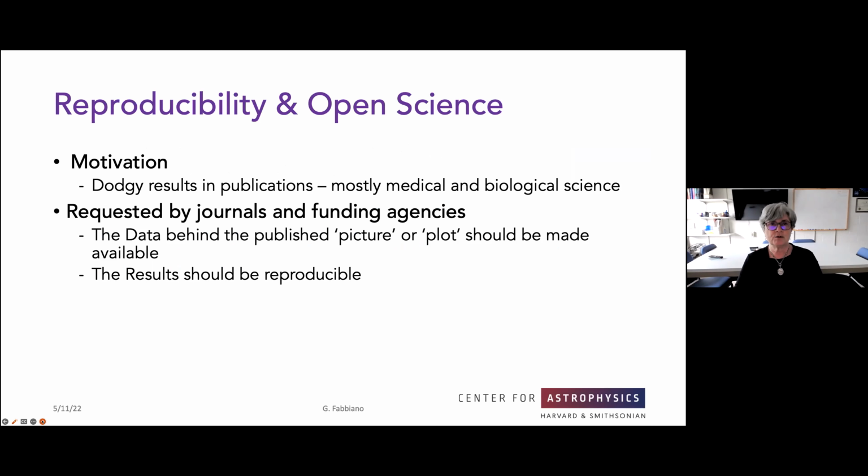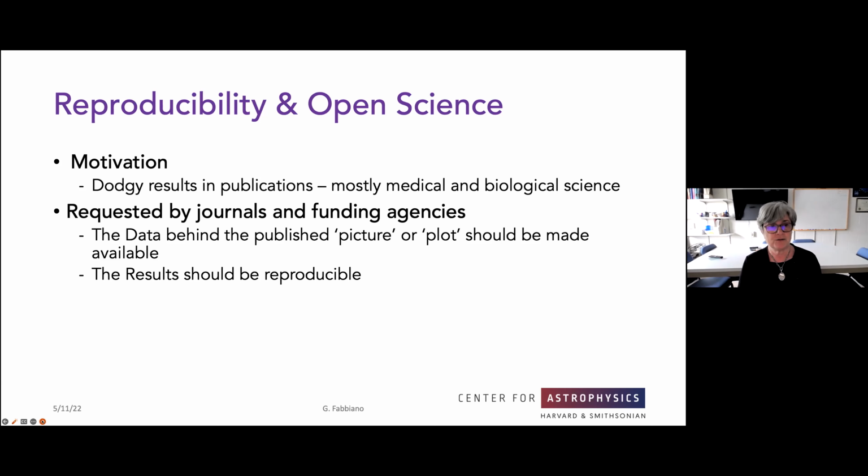So let's go to what we're supposed to talk about today, reproducibility and open science. What is the motivation? Well, I think the motivation really starts with some dodgy results in publications, mostly in medical and biological sciences. Nature, for example, was quite vocal on this, stuff that couldn't be reproduced. But now it's being requested by journals and funding agencies.